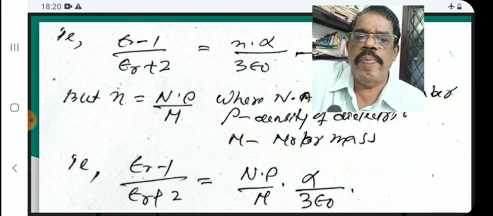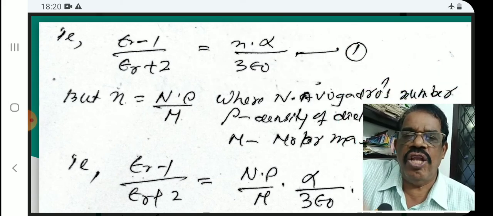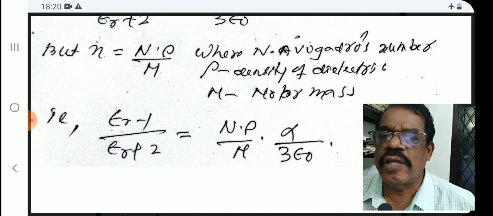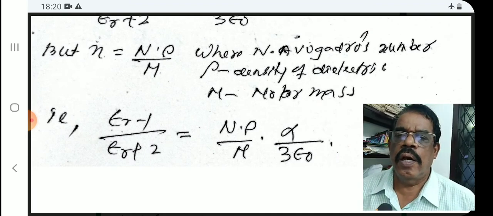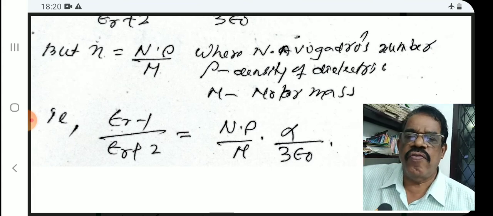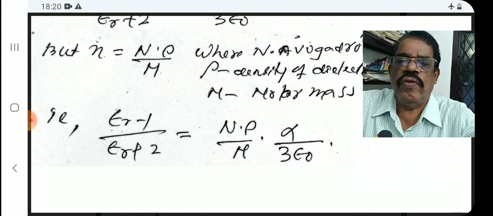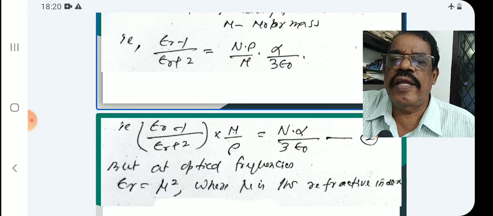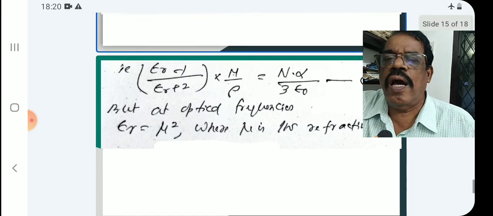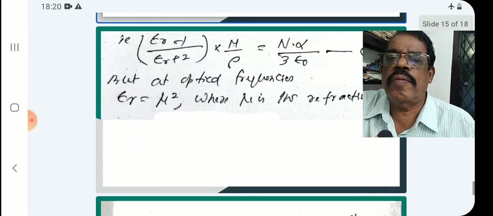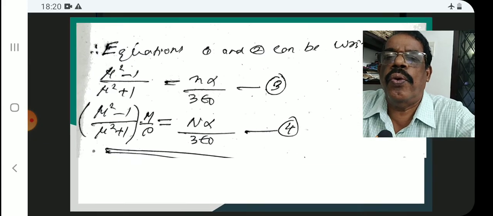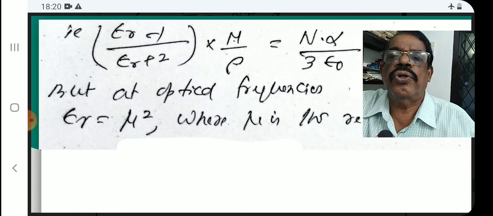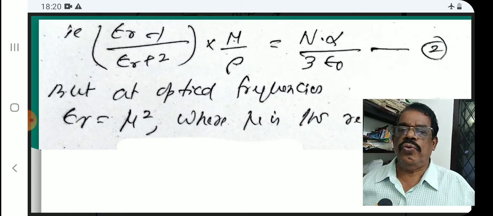That you can remember. We put the value in the above equation. Then we get epsilon r minus 1 by epsilon r plus 2 is equal to N rho by m in place of small n, into alpha by 3 epsilon 0. We can write in that manner also. Or we rearrange, we take m by rho to the left side, then we get epsilon r minus 1 by epsilon r plus 2 into m by rho is equal to N alpha by 3 epsilon 0, equation number 2.